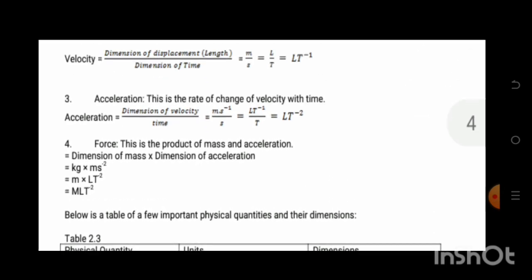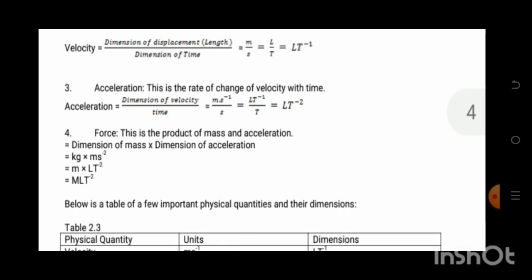Example 2, let's look at velocity. The dimension for velocity, if I want to use the formula, is displacement over time. And what does displacement suggest? Displacement suggests length. And time suggests the dimension of time, which is in seconds. Now, if I want to use that, I will just say L to represent displacement, because displacement is length, while time is seconds, so we can say T. So writing it in index form, we have LT raised to power minus 1.